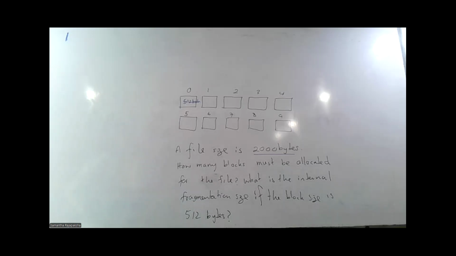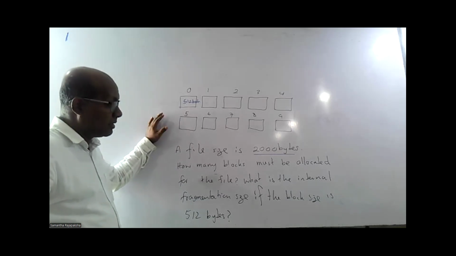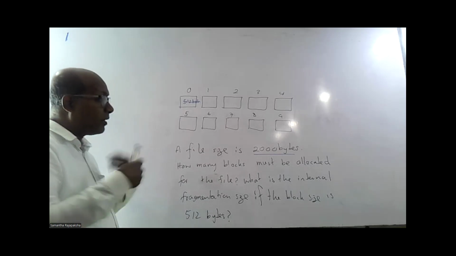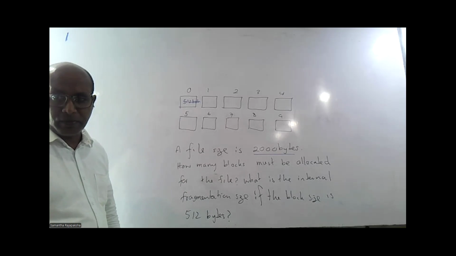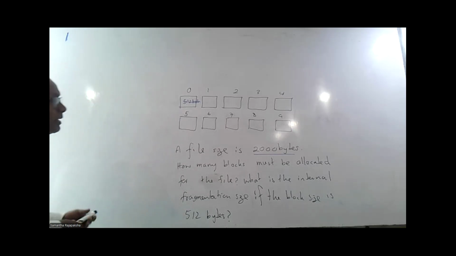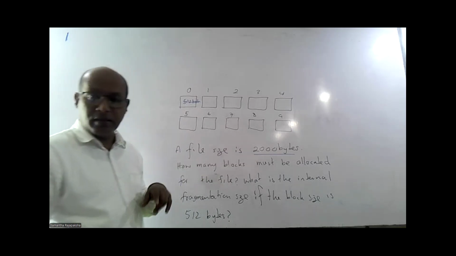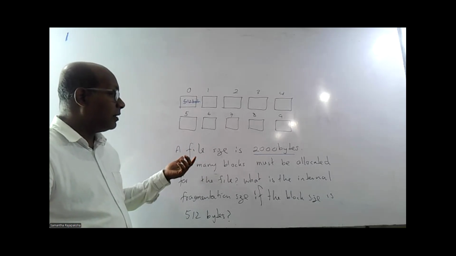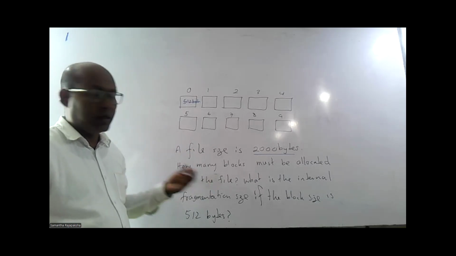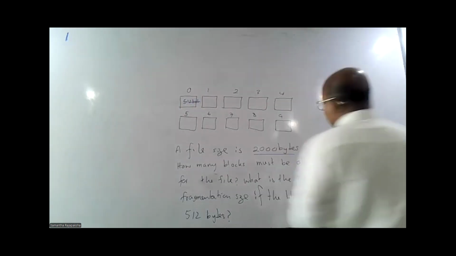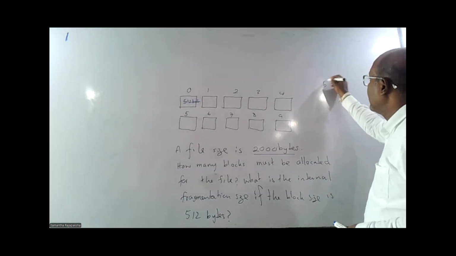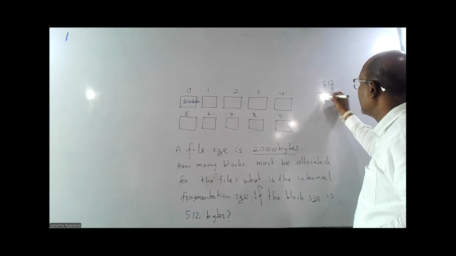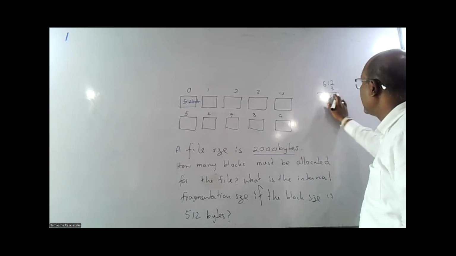Yes. Now the question is, how many blocks should be allocated for this, and what is the internal fragmentation? So we can easily do it now. The file size is 2000 bytes. Now the block size is 512. Then you can see how many blocks are necessary. 3 blocks are not enough actually, because if you multiply 512 by 3, you get 1536. This is not enough. Now you have to go to 4 blocks, right?